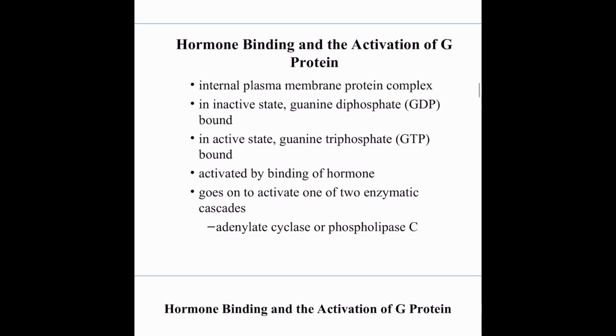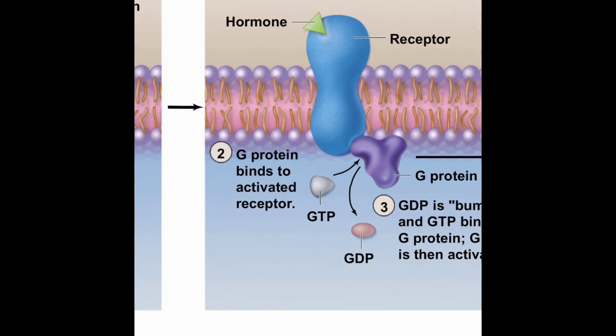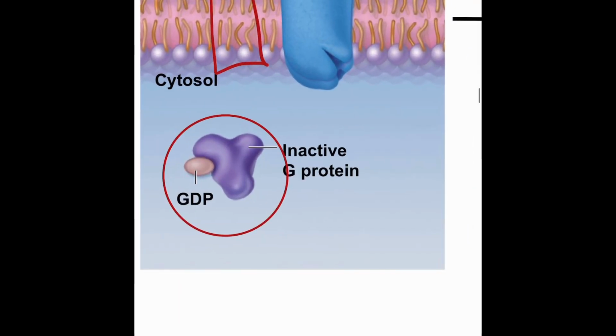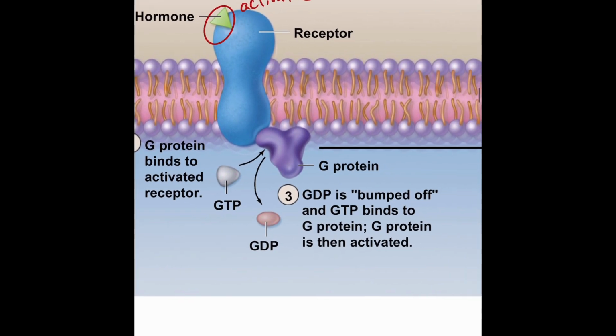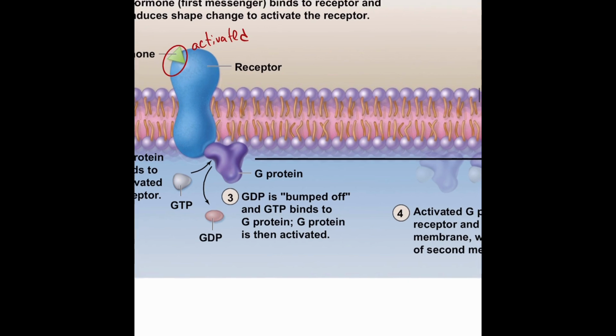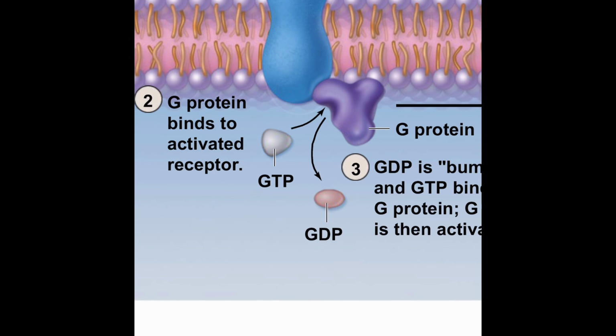Guanine diphosphate is inactive. But the second the hormone binds to the receptor, it will phosphorylate. The G protein binds to the activated receptor. The purple is our G protein, and it contains a GDP. The GDP is bumped off, and GTP binds to the G protein, and then finally the G protein is activated. So GTP, guanine triphosphate, bumps off GDP.